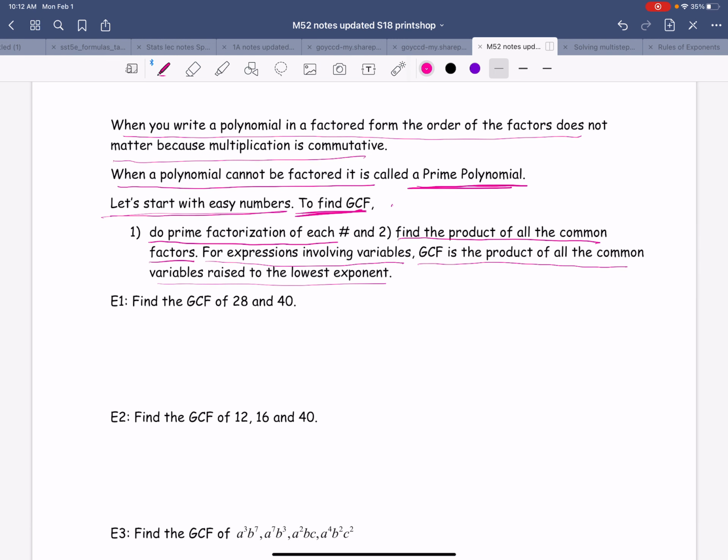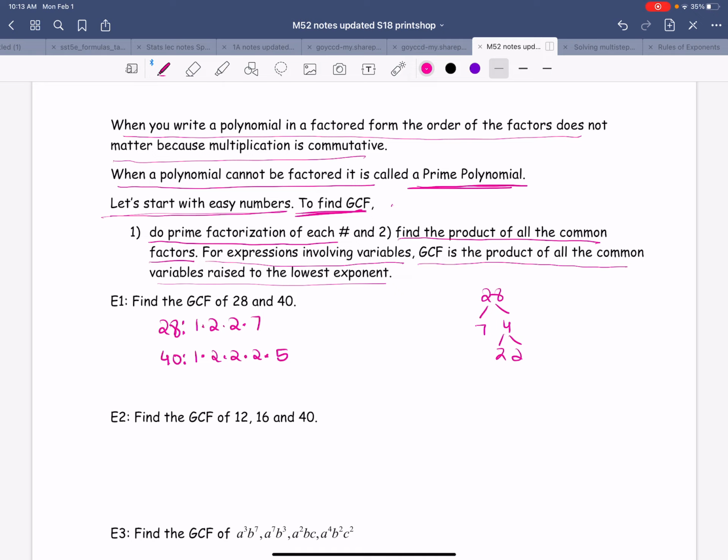Okay, example number 1. For 28 and 40, we want to find the greatest common factor. To find the greatest common factor, we're going to do the prime factorization of 28. If you like, you can make the factor tree, or if you just know that 28 will break into 1 times 2 times 2 times 7, that will be the prime factorization of 28. And for 40, the prime factorization will be 1 times 2 times, that's 4 times 10, another 2 times 5.